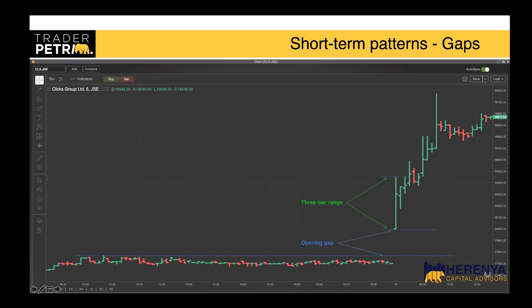So in this case, we have the opening gap. We form a 3-bar range. We have a breakout in the direction of the gap. It makes a bit of a throwback. It gives us a nice break above this level again, and we can then trade in the direction of the gap.